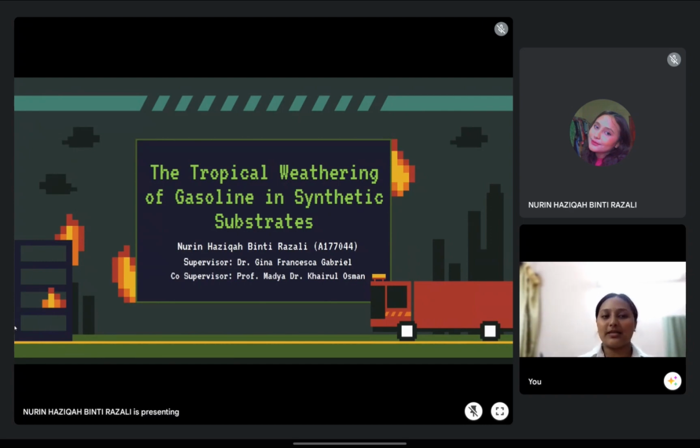The research is titled The Tropical Weathering of Gasoline in Synthetic Substrates. This study was conducted using two different substrates, which are PVC and carpet. However, due to limitation of time, I will only present the results I gained using carpet as a substrate.